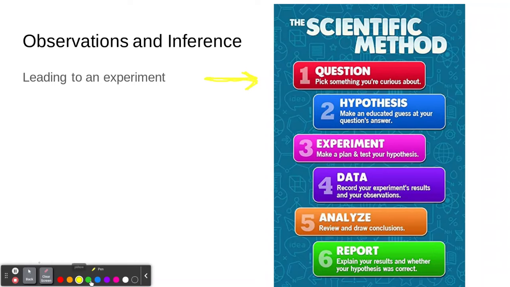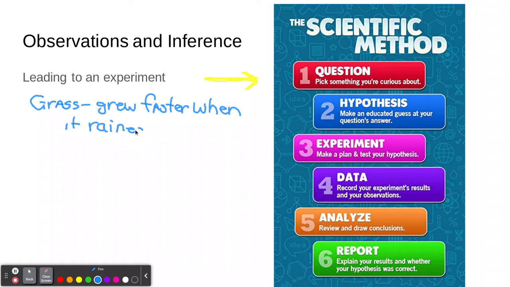So let's think of a question here. Let's just think of something very simple. Let's say that you noticed in an observation that the grass grew faster when it rained. And this is very basic, but we can get a good example out of this. So you observed that the grass grew faster when it rained. So maybe your question is, will the grass grow at all if it doesn't rain? So that's a question. And once you have your question, you want to then form a hypothesis.